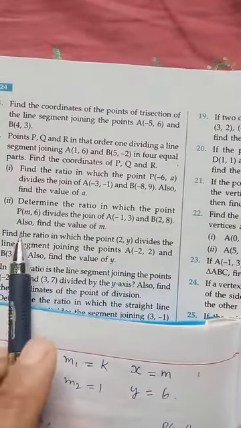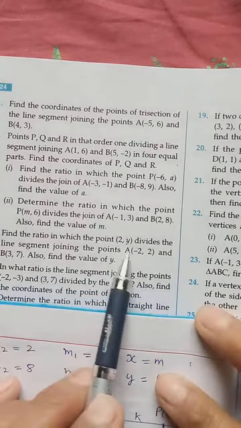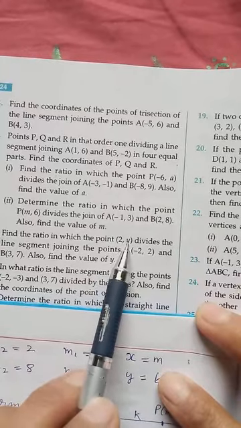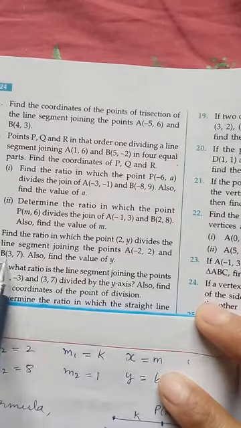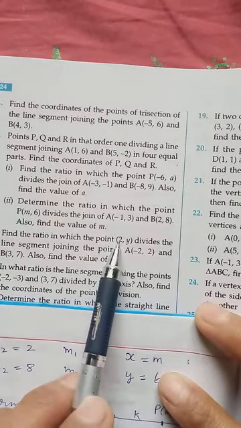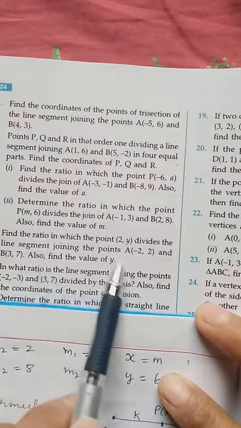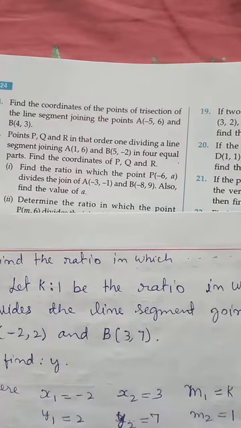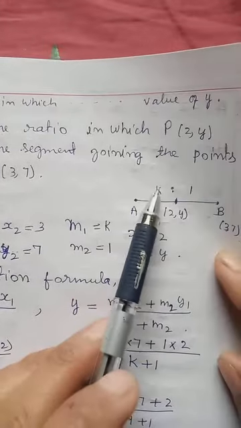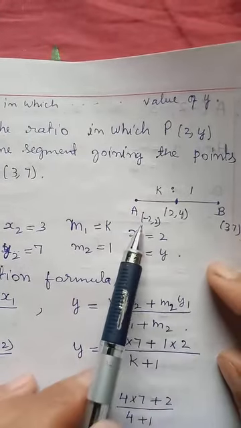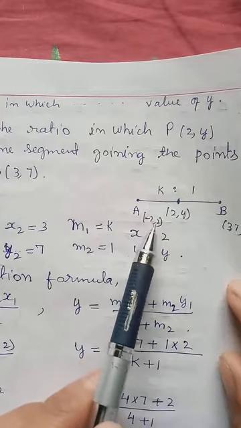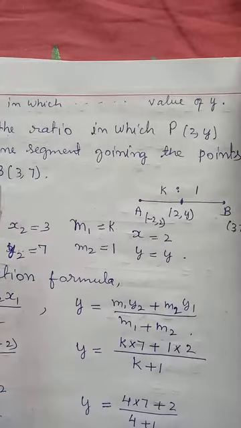Here it is similar. We have to find again the ratio in which line A and B are divided at a point 2 is to y. So this one is x1, y1, x2, y2. Then here we have x and y. We have to find the ratio and the value of y. So again we take the ratio to be k is to 1. Again we'll apply the section formula. So here for x we have k into 3, 1 into minus 2 by k plus 1. Then for y we have k into 7 plus 2 into 1 divided by k plus 1.